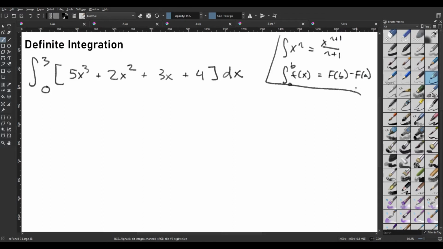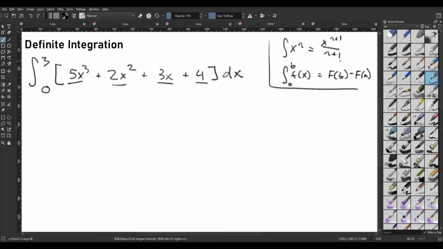I might have to erase these if I run out of space, but let's just keep these in mind as we do this problem. Okay, so we're going to go, like I said, term by term. So we have 1, 2, 3, 4 terms to deal with here. And as a unique property of integrals, we can do term by term and add them at the end. So that's what we're going to do. That's the easiest way. Let's start off with the antiderivative of 5x to the third.